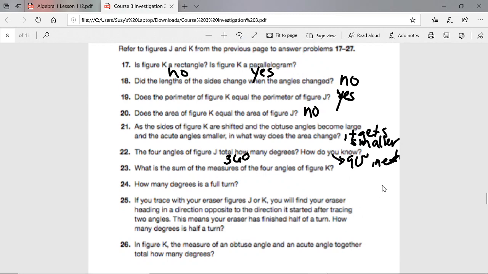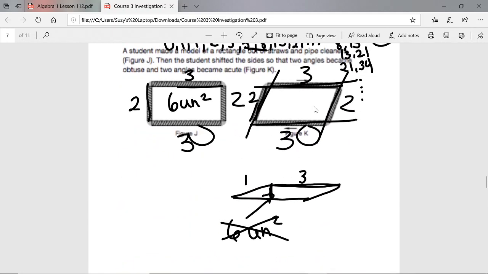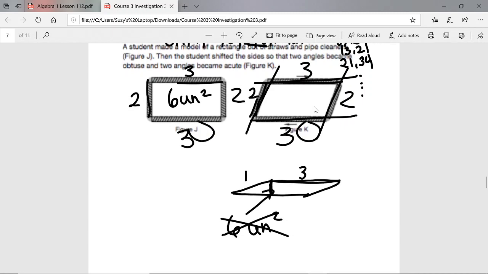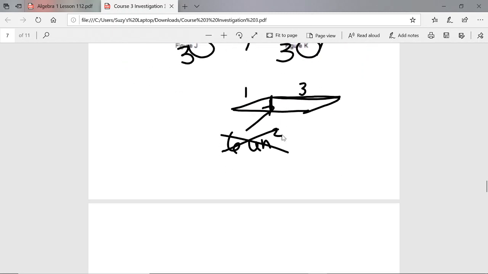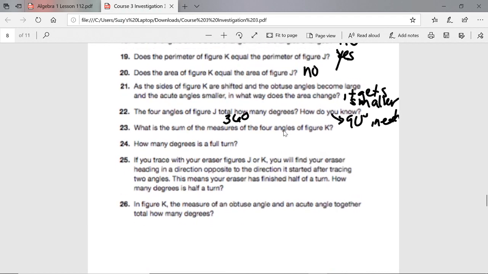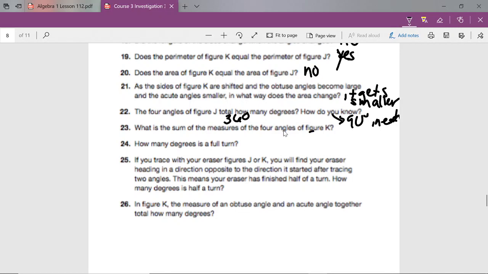Number 23, what is the sum of the measures of four angles in figure K? So if we look at figure K, even though it doesn't have the same area, that doesn't mean that we don't still have 360 degrees in this quadrilateral. All quadrilaterals still have 360 degrees. So even though we changed it and said we have different angles, it's not actually taking away any degree measure in this figure. How many degrees are in a full turn all the way around is also 360 degrees. Okay, interesting kind of a note there.